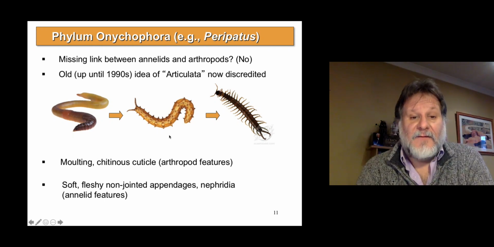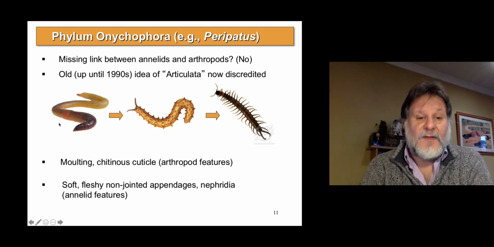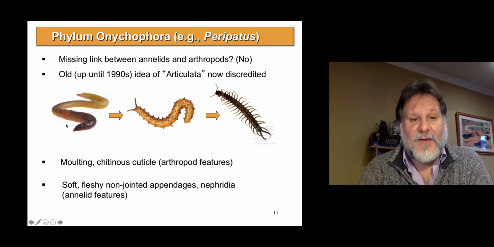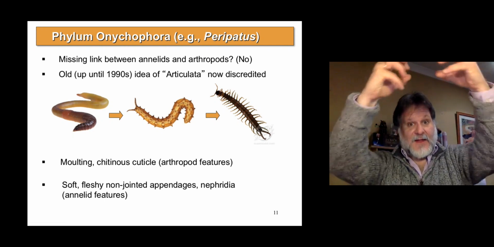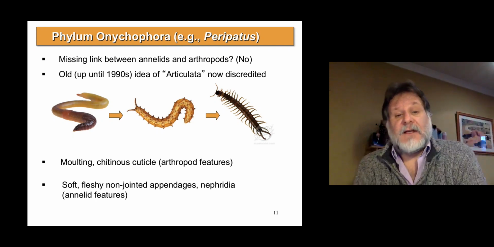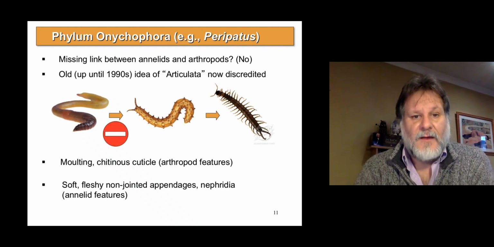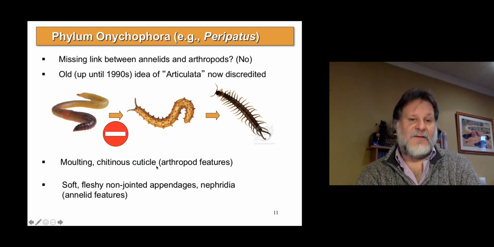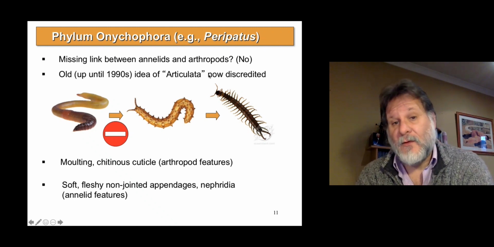So onychophorans then have a chitinous cuticle, and molting, which is an arthropod-like feature, but in common with annelids, they have these fleshy appendages and also paired nephridia. So remember in annelids they had those nephridia within each segment. Well, onychophorans have got that too, but again, that's probably a much deeper homology within the tree. So this bit of the story is definitely not true now. This bit, however, the fact that onychophorans are closely related to euarthropods, is.